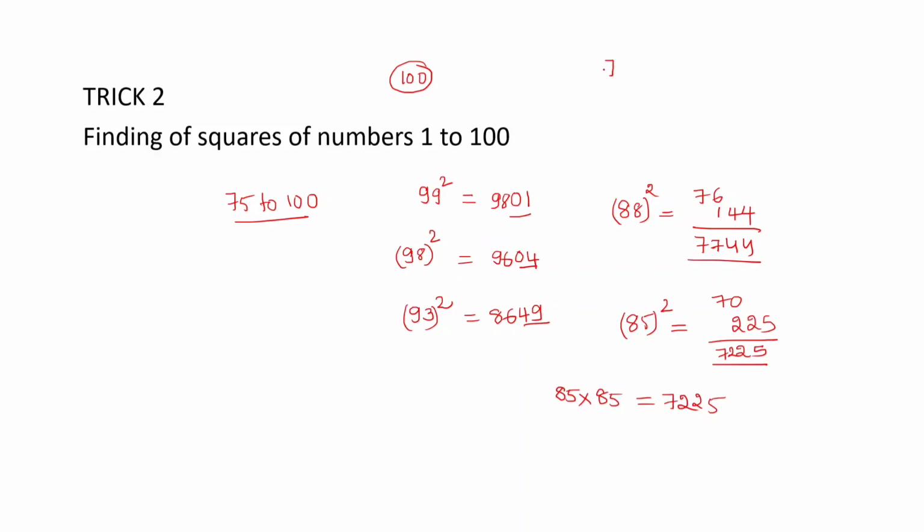Similarly 75 square. 75 into 75. We can also do the same by using the previous trick. 5 into 5, 25. What is the number we are getting after 7? That is 8. 7 into 8 will be 56, so 5625. If it satisfies the first condition, we can use that concept, or else, if the number lies between 75 to 100, we'll do the calculations like this.